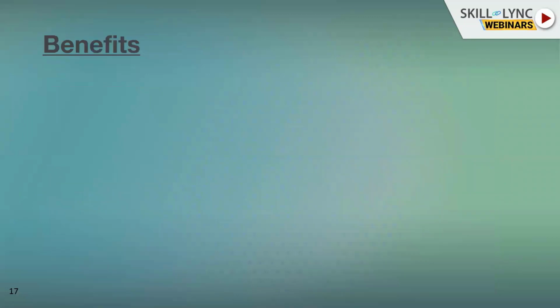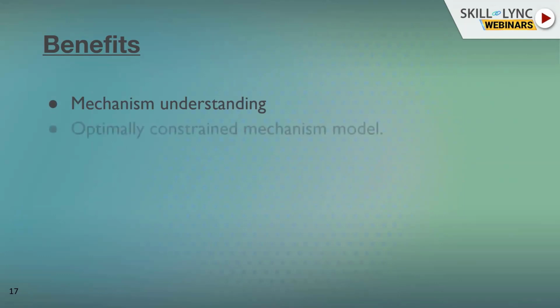Now let's look at the different benefits. By following this approach, we are developing a very good and comprehensive understanding of the mechanism. We are building an optimally constrained model. We are able to look at how the motion happens. Essentially, if you work mainly in a static case, you won't be able to see how the machine moves. When we do a kinematic validation by doing a motion simulation, we are able to do that.